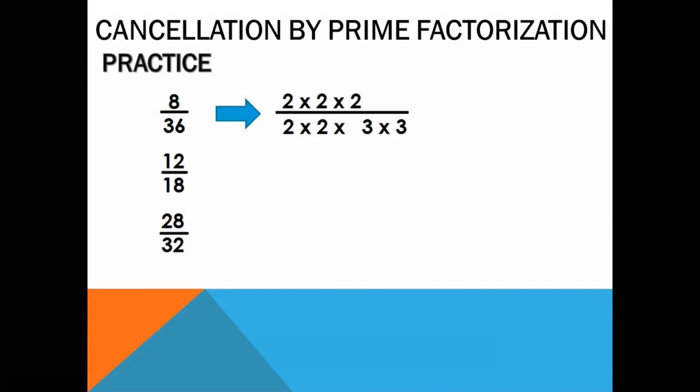Okay, prime factor of 8 is tatlong 2: 2, 2, 2. Prime factorization of 36, we have 2 times 2 times 3 times 3. Then cancel out the common. And then the remaining is our answer. We have numerator is only 2 and denominator is 3 times 3. So we got 9. So the answer is 2/9.